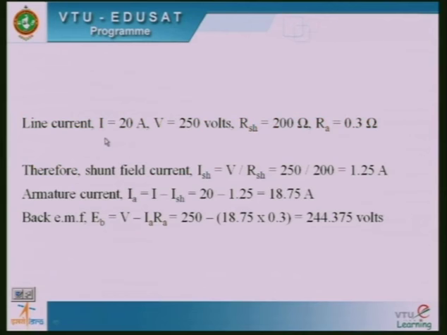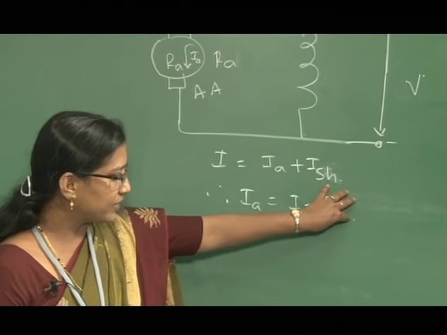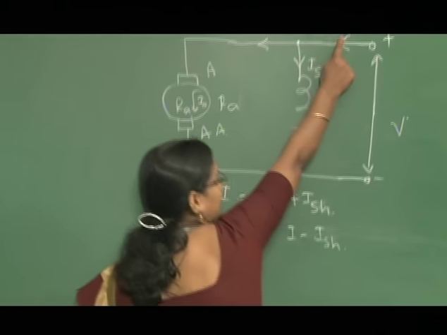You see that line current is given, that is equal to 20 amps, meaning the current supplied by the source V, and V is equal to 250 volts, RSH is 200 ohm, RA is equal to 0.3 ohm. We have the equation here, armature current IA is equal to I minus ISH. Now, we have to find out this ISH. We know the value of I.